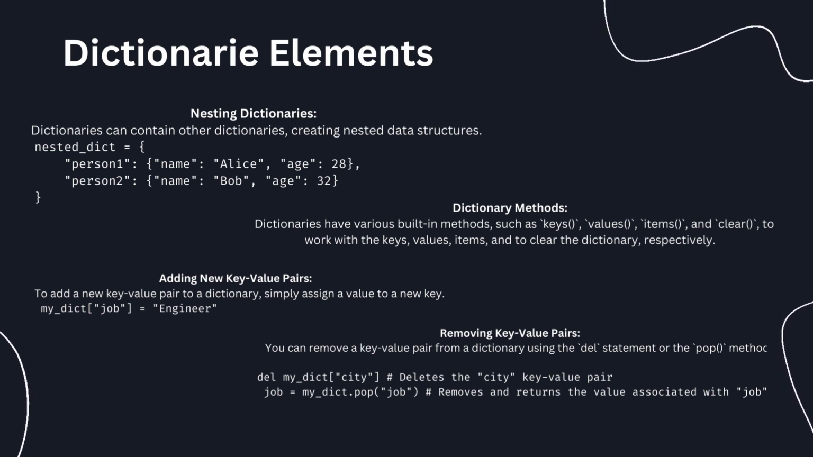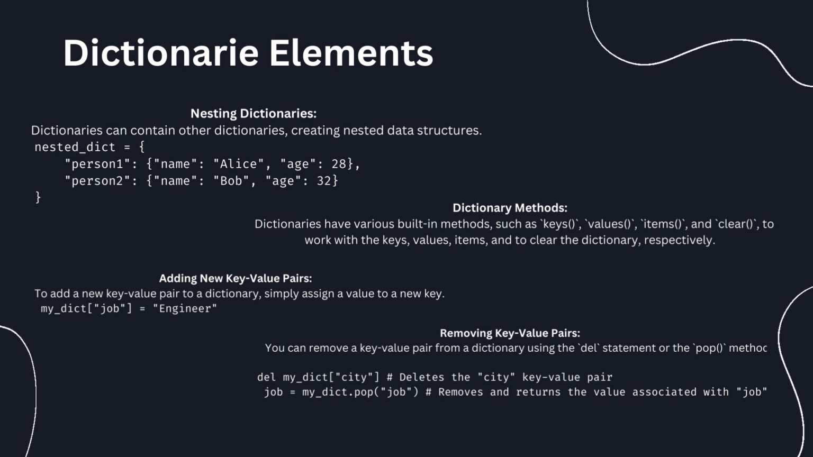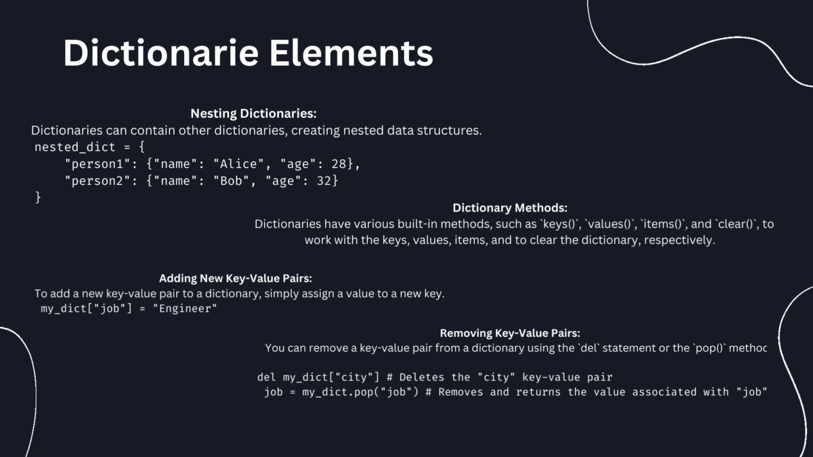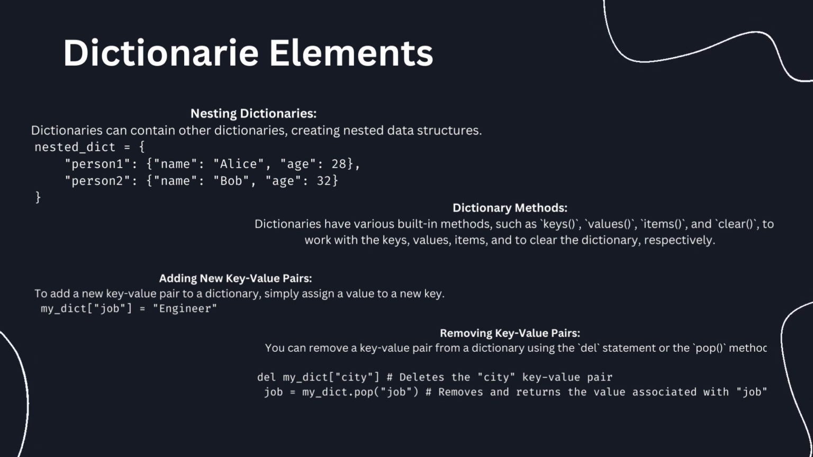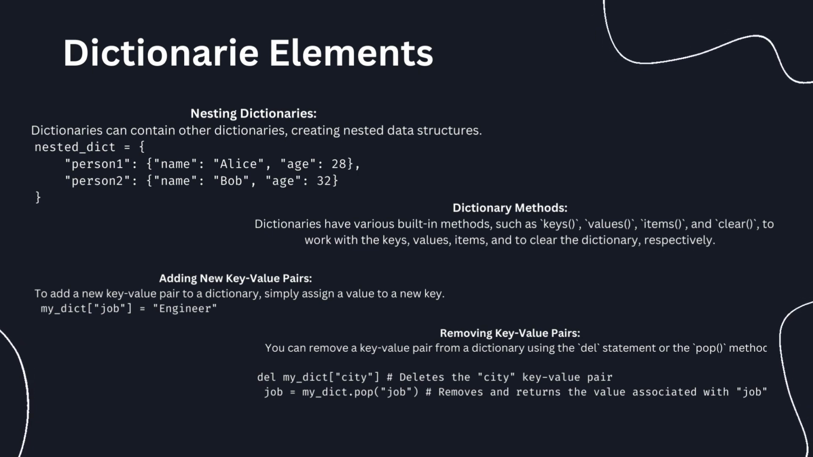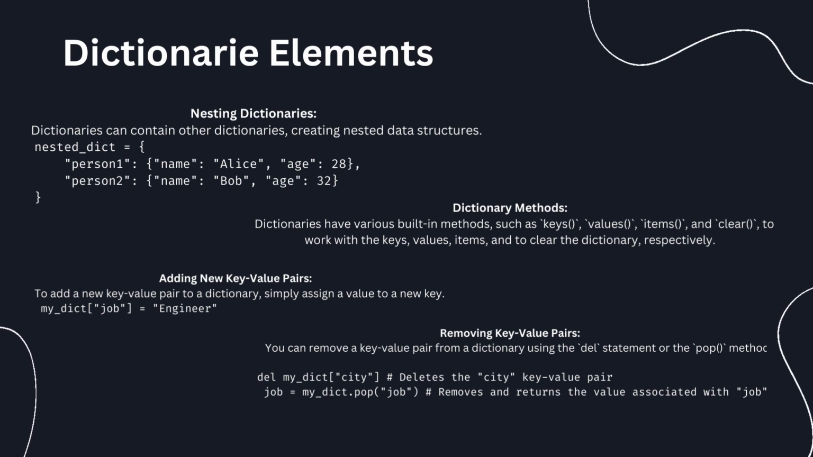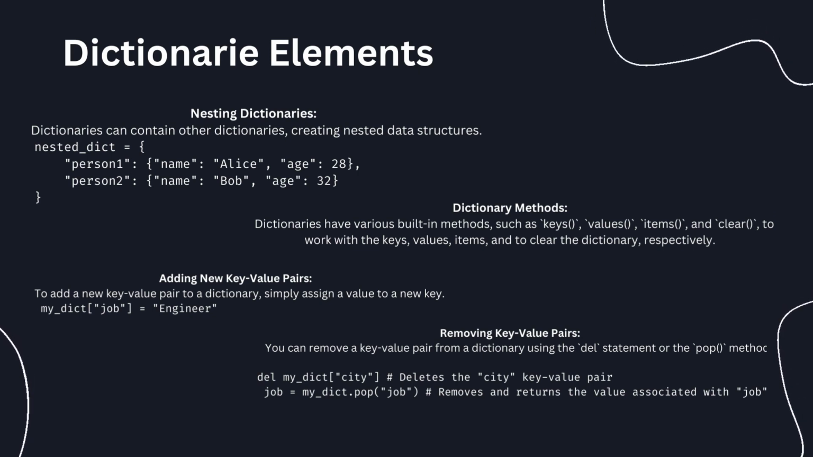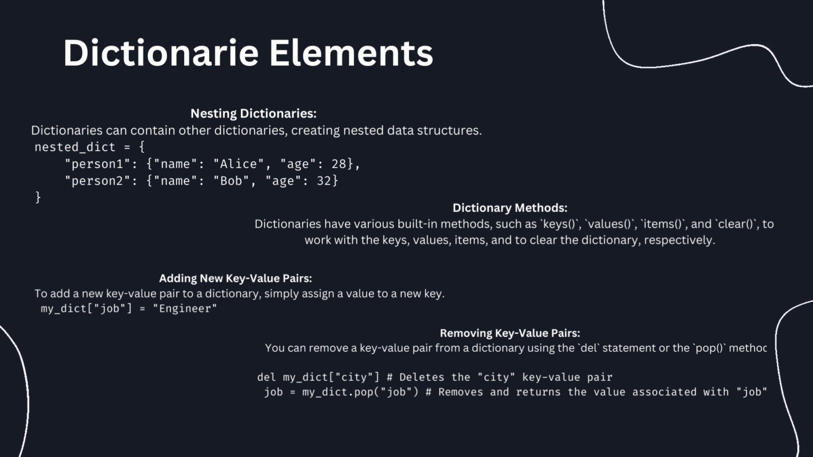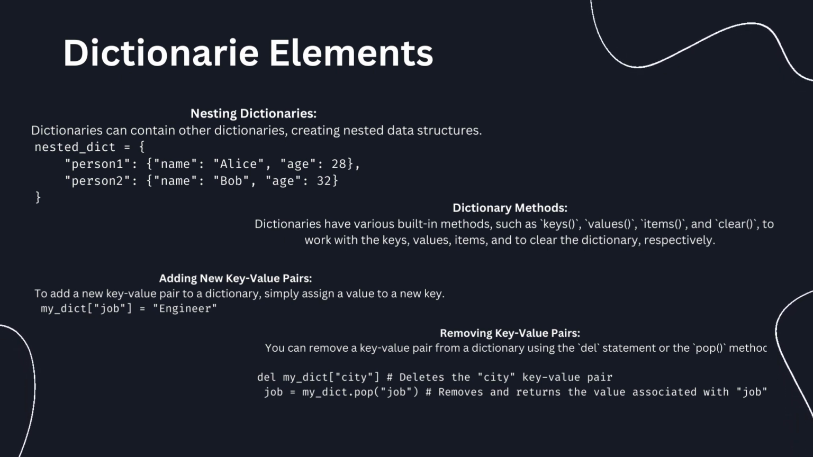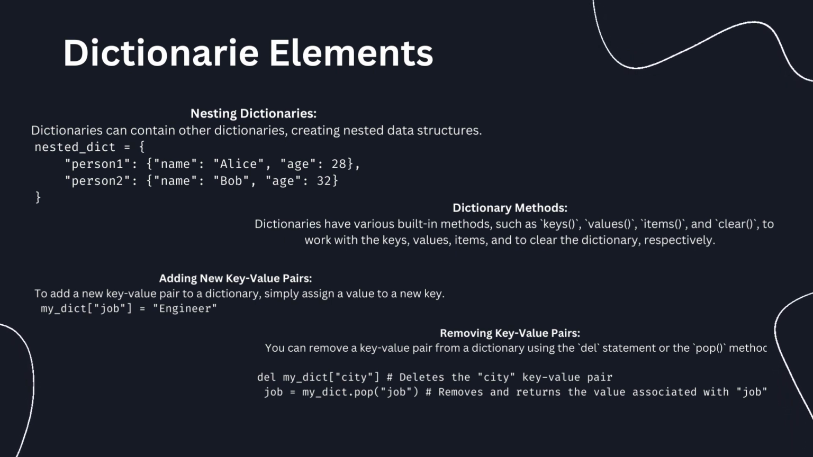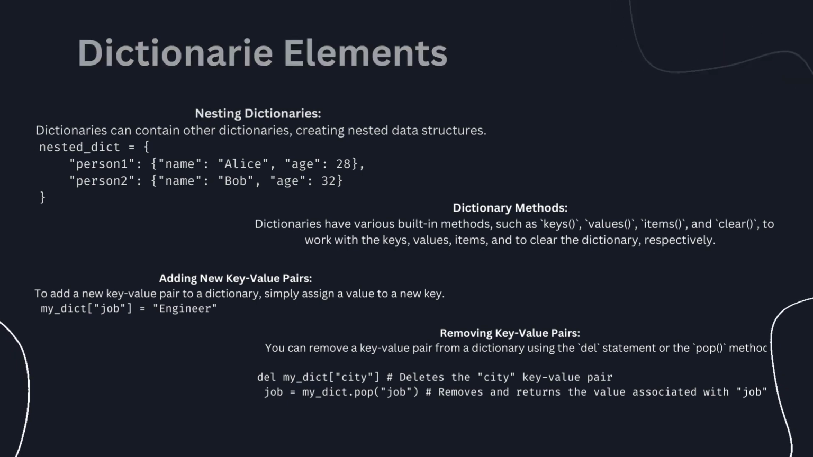Dictionary methods. Dictionaries have various built-in methods such as keys, values, items, and clear to work with the keys, values, items, and to clear the dictionary, respectively. You can also add new key-value pairs. To add a new key-value pair to a dictionary, simply assign a value to a new key. Here I have the example right here if you would like to try that out. And if you want to remove a key-value pair, you can remove it from a dictionary using the del statement or the pop() method, both of which are right here. And here I'll provide another example of a dictionary.